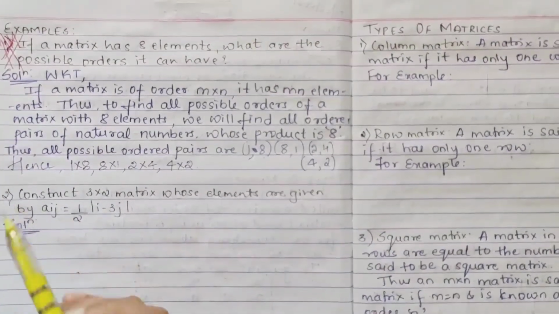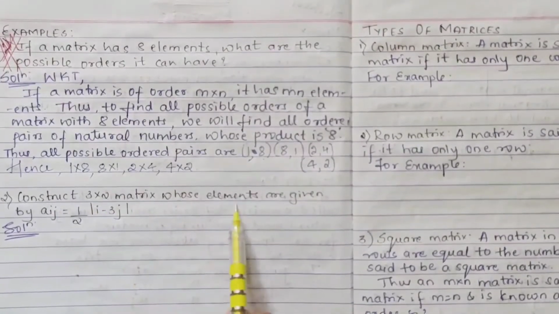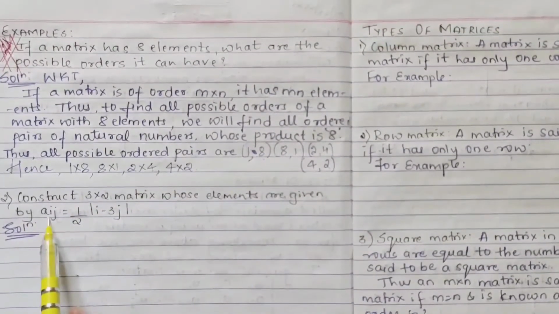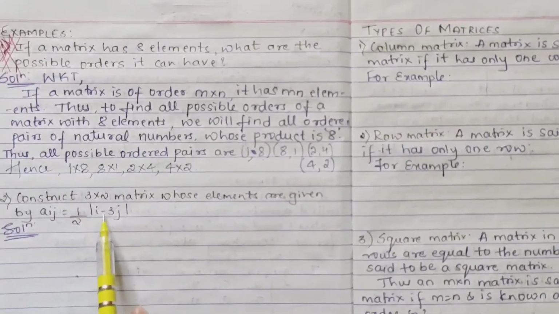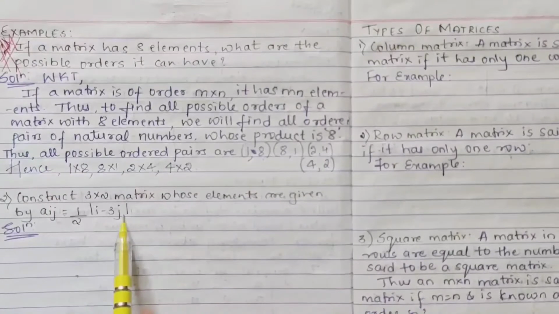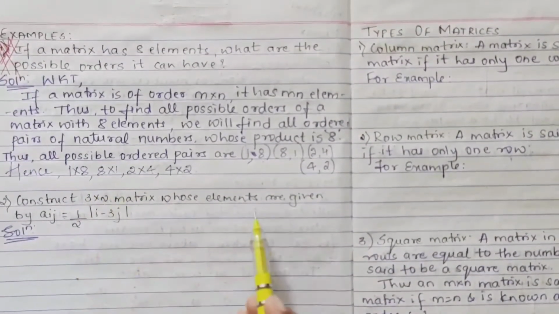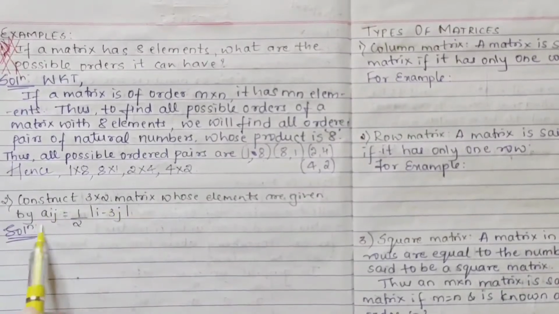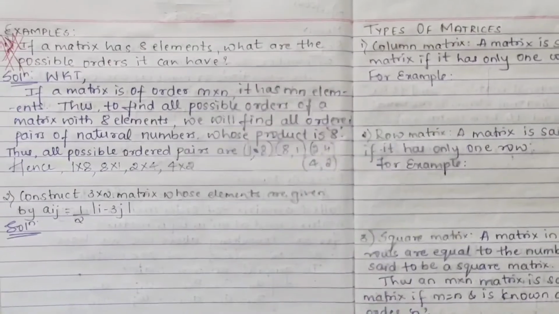Next question, next example. Construct a 3 cross 2 matrix whose elements are given by a_ij = 1/2 |i - 3j|. Here they are asking you to construct a matrix, and the elements are given in this form. We will see how to do it. This is also very easy.